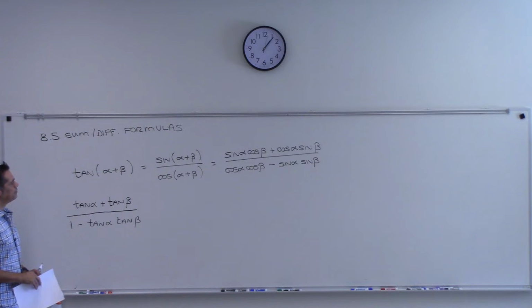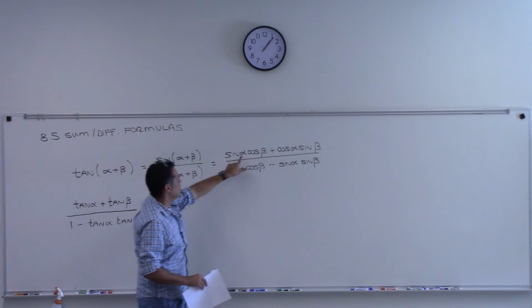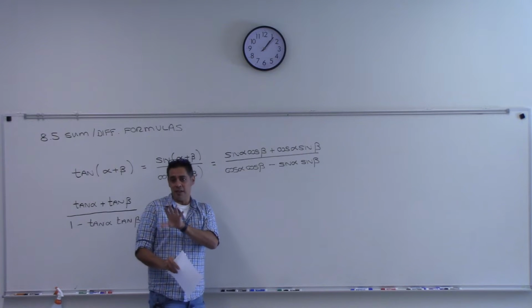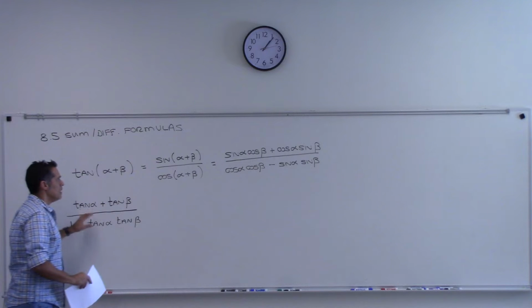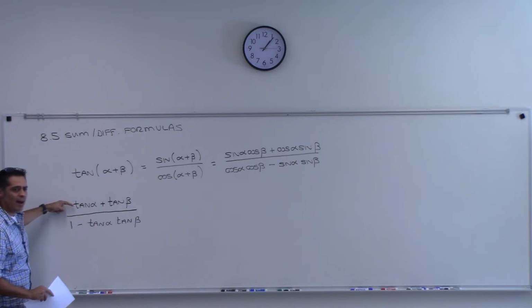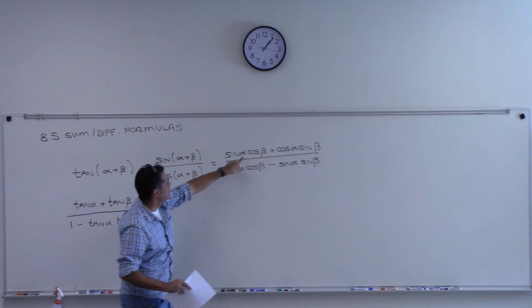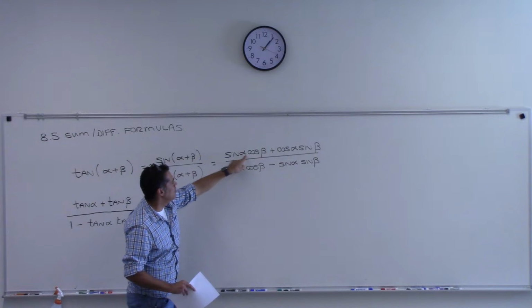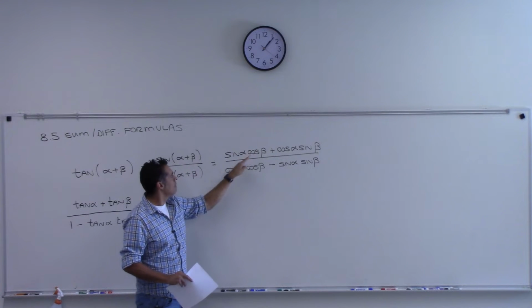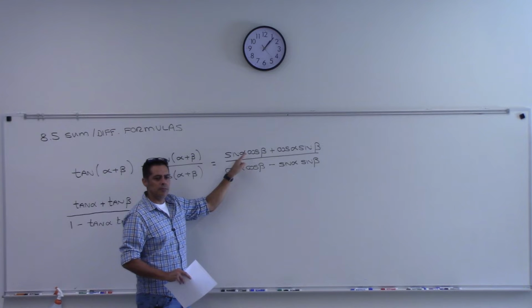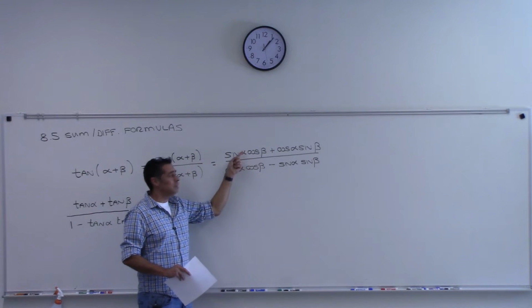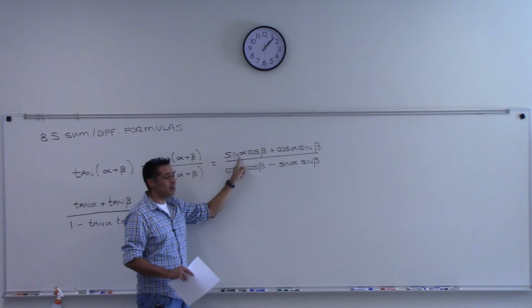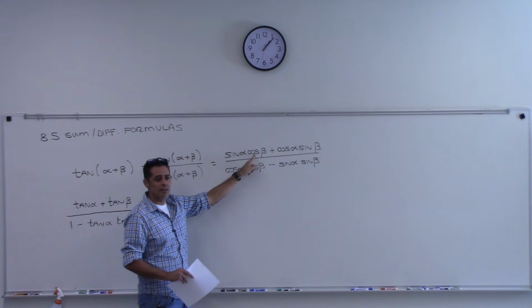So let's think about this. Look at the numerator here. This is almost like an identity problem. Can we turn this into this? So look at the top left corner, tangent alpha. How would you turn this into tangent alpha? What would you need underneath the sine alpha? A cosine alpha. So I'd have to divide by cosine alpha, and I'd have to get rid of that, right?